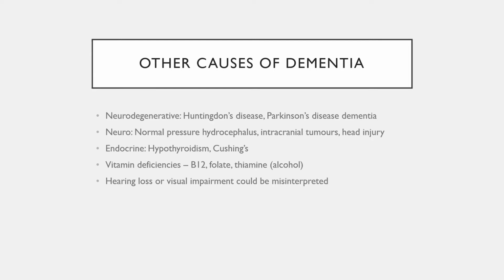And then just be aware that in the elderly, if someone's confused, disorientated, not responding appropriately to your questions, it could be due to hearing loss or visual impairment, and that's not a true dementia. You just need to correct those, and hopefully they'll be fine.